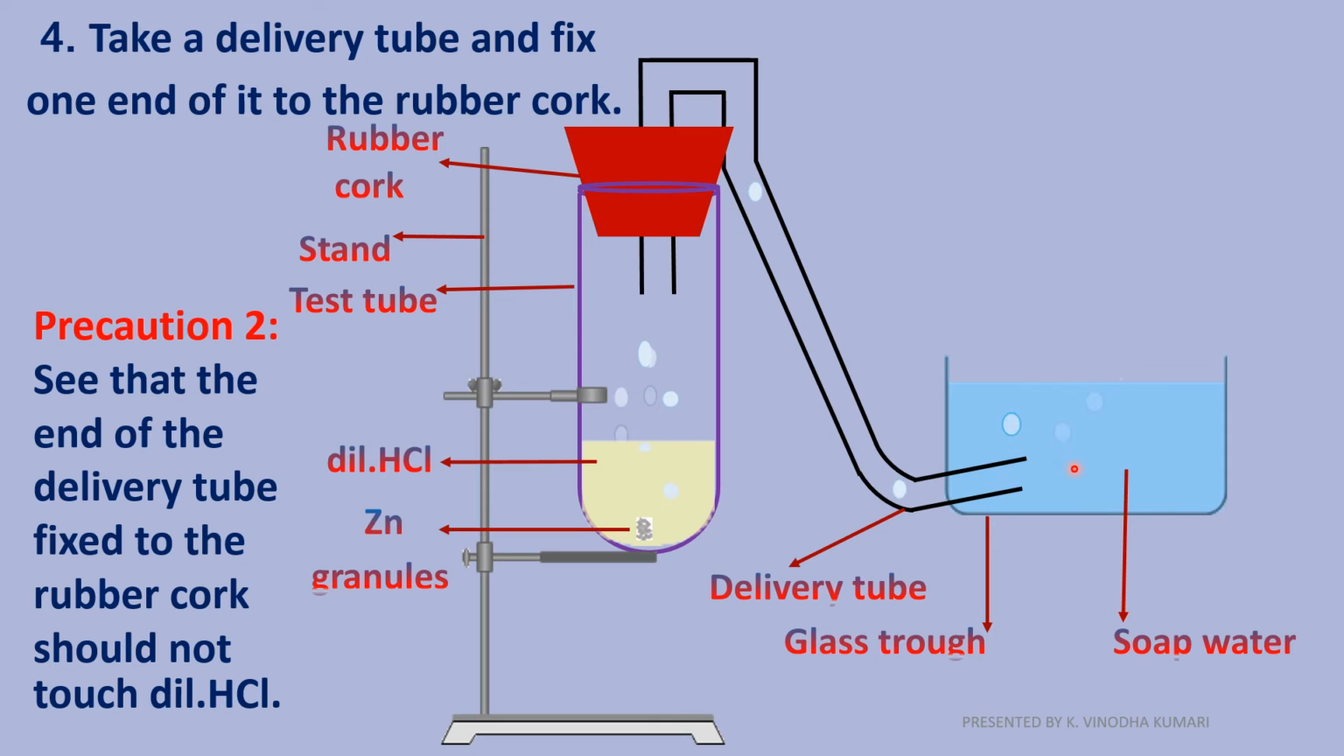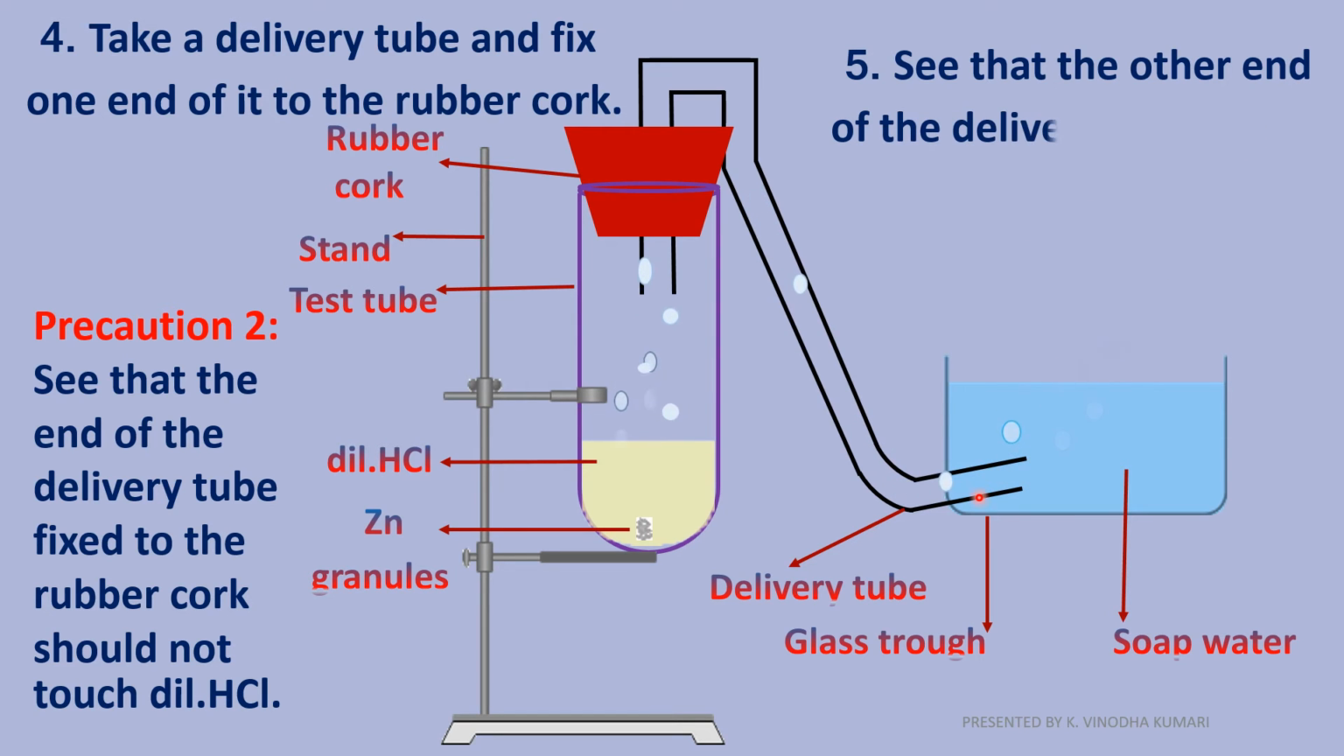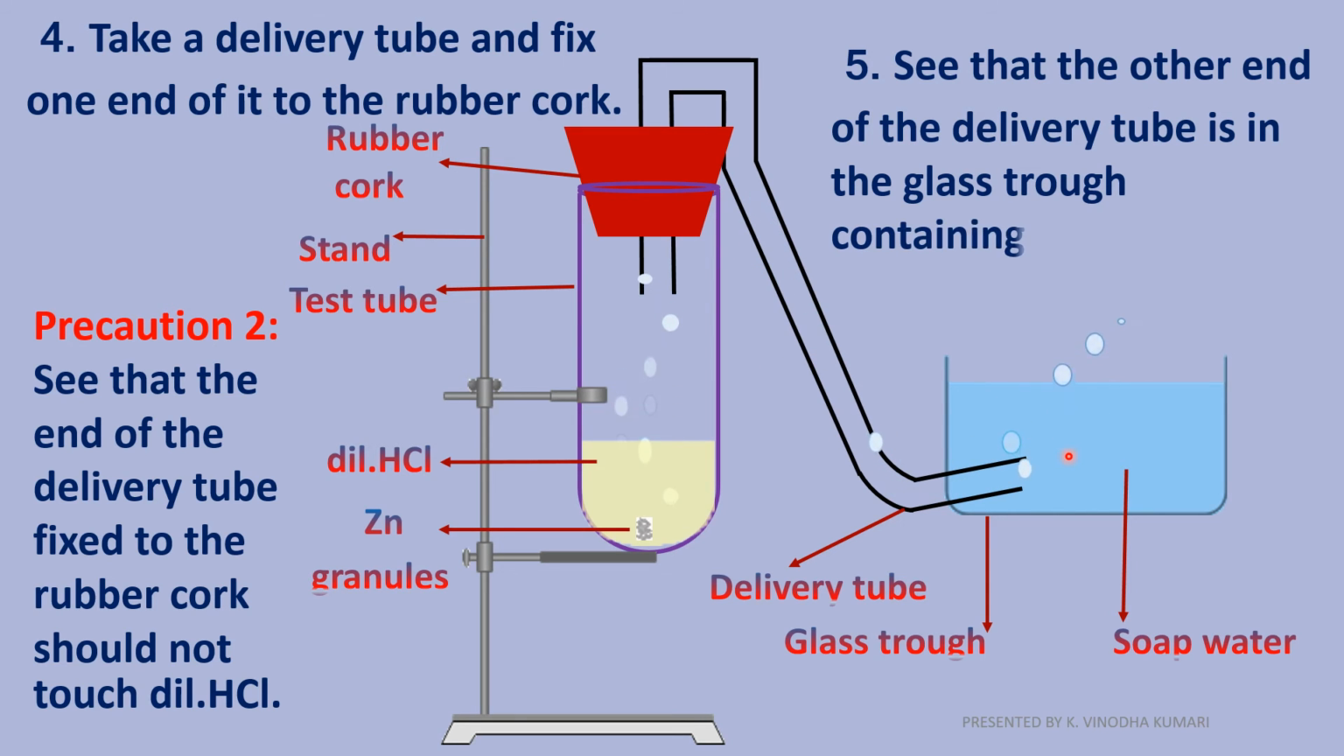Now you have to see that the second end, this is the first end, then this is the second end. The second end of the delivery tube should be placed in such a way that it is in the glass trough containing soap water. So you have to adjust in that way. The first end should not touch the dilute HCl, and the second end should be placed in the trough containing soap water. Now here you are finding the gas bubbles which are coming out of it.